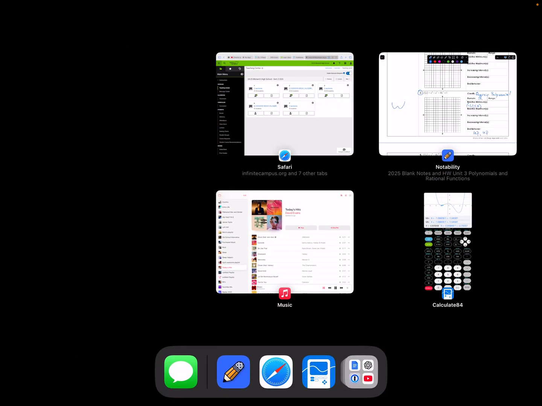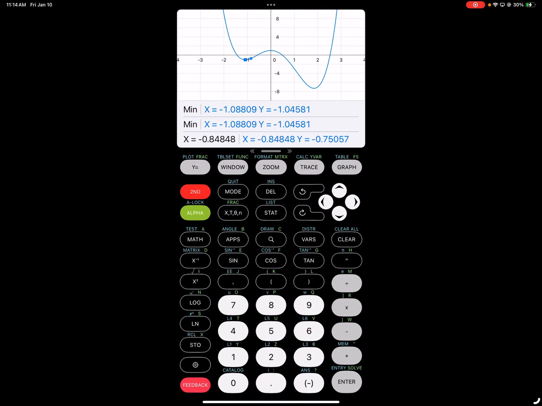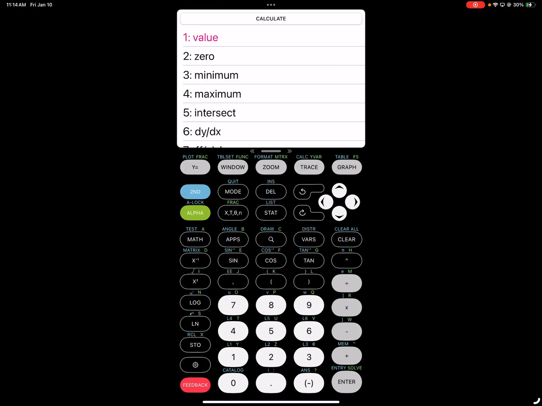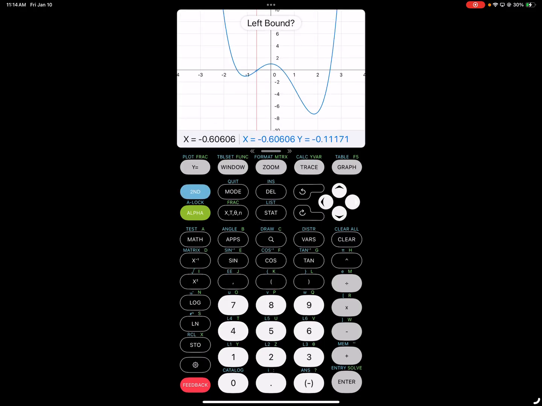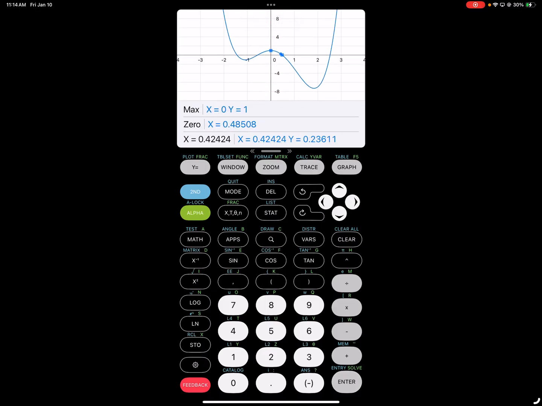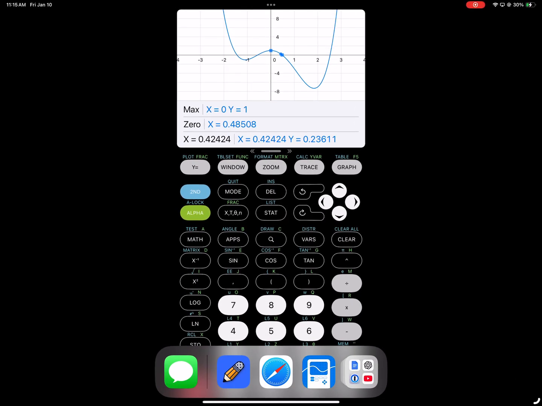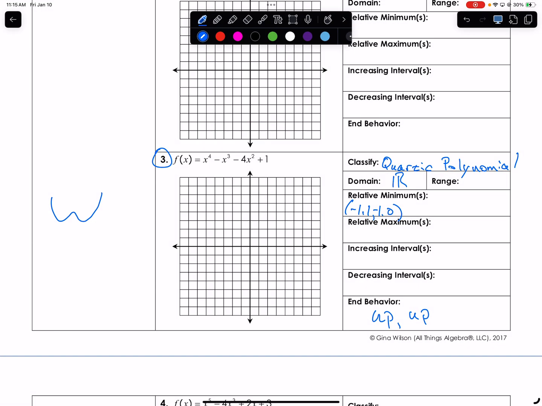And then I'm going to get my maximum next because that's the next one in line. So second trace number 4. Surround that high point with your cursor, left bound, right bound. And you should get 0, 1 for that next one. That's a maximum.